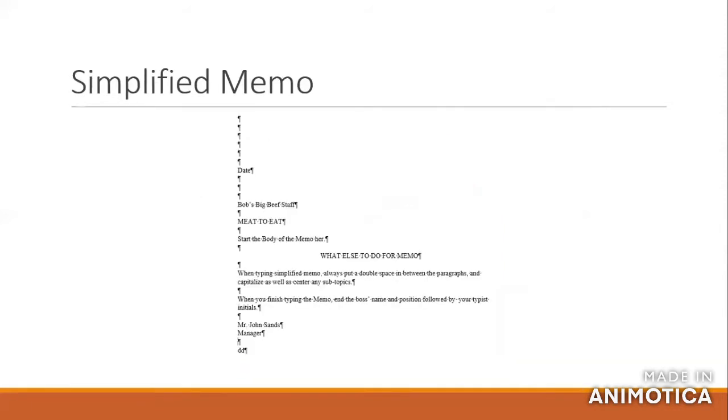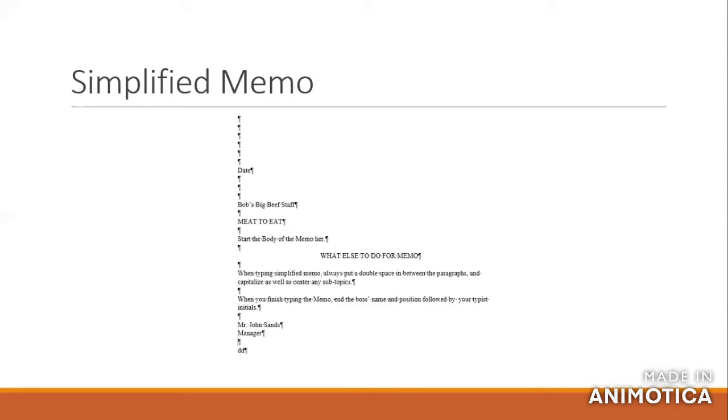Okay, so this is an example of a simplified memo. You're going to hit enter 6 times from the top, and on the 7th enter you're going to type the date. You're going to skip 3 lines, so you're going to have a quadruple space, and on the 4th enter you're going to put who it's going to, the addressee, the receiver. So it's going to Bob's Big Beef staff. It's going to the staff of Bob's Big Beef.